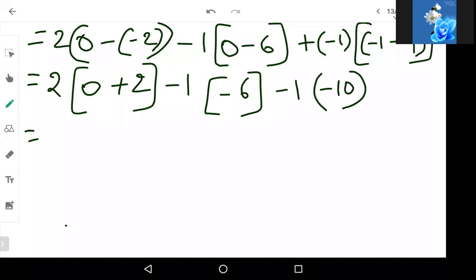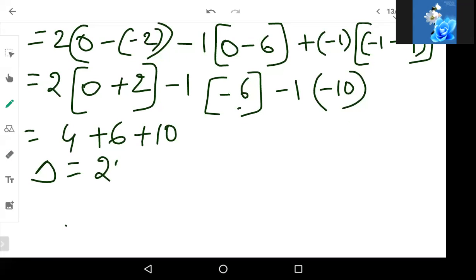Okay, so 2, 0 plus 2 is 2 again. So 2 into 2, 2 2s are 4 minus 1 into minus 6 will be plus 6 and then minus 1 into minus 10 will be plus 10. So the value of delta is equal to 20. Did you get this value? Yes.